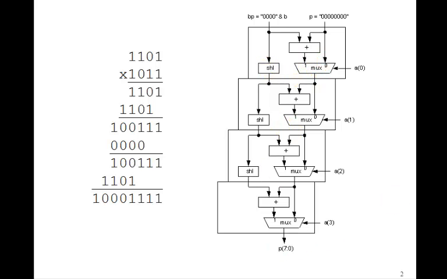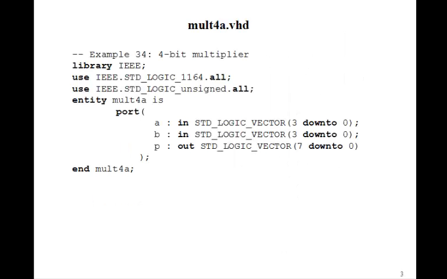Now when you see something like this, it suggests that you might be able to use a for loop to replicate this circuit, and then you might be able to do it for any number of bits. And in fact that works, so let's see how to do it. Here's A, we'll take the 4-bit case, 3 down to 0, B, 3 down to 0, and the product for two 4-bit numbers will be an 8-bit product in general, so this will be 7 down to 0.